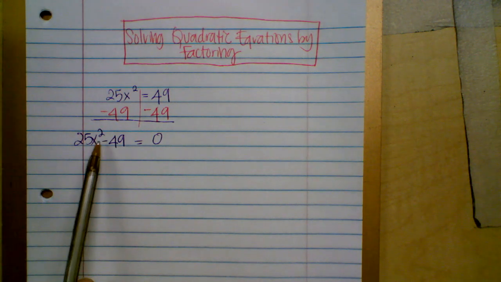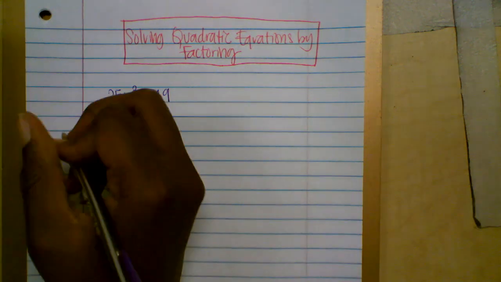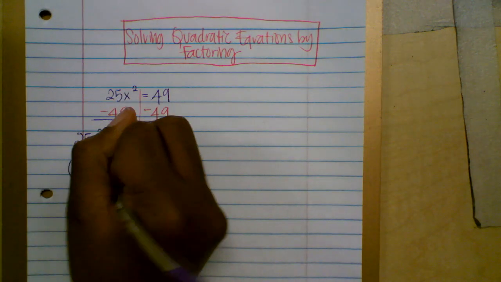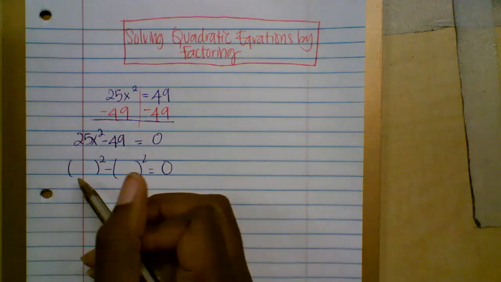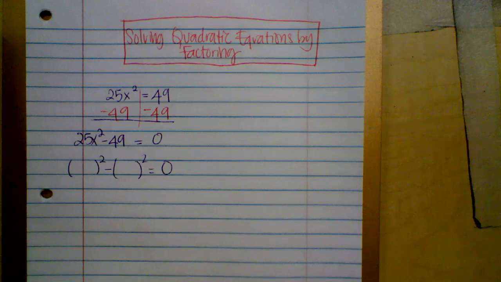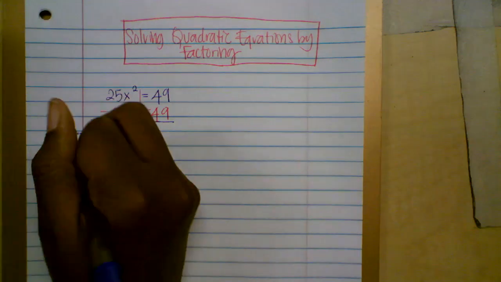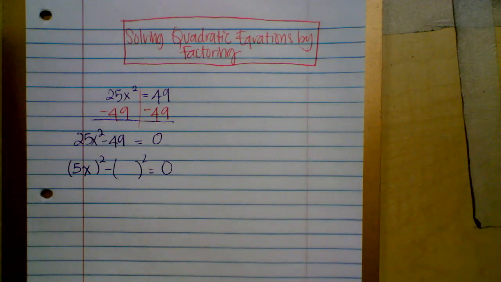So remember, you can apply here the difference of two squares. Why? Is it possible to rewrite each term as a square? One number squared that gives me 25x squared is going to be 5x. And one number squared that gives me 49 is going to be 7.